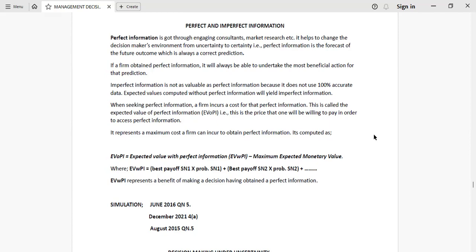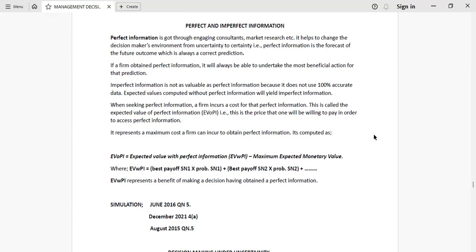And the expected value of perfect information, what we call the EVPI, is the price that one is willing to pay in order to access the perfect information. In other words, the expected value of perfect information is the amount of money someone is willing to pay in order to get that perfect information. So that expected value of perfect information represents the maximum cost a firm can incur to obtain perfect information.